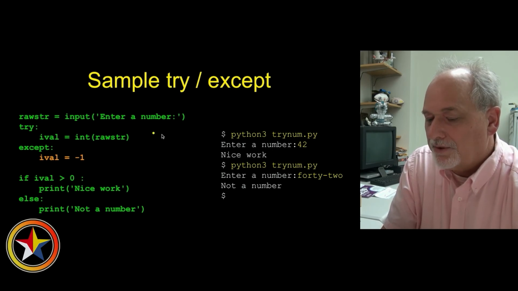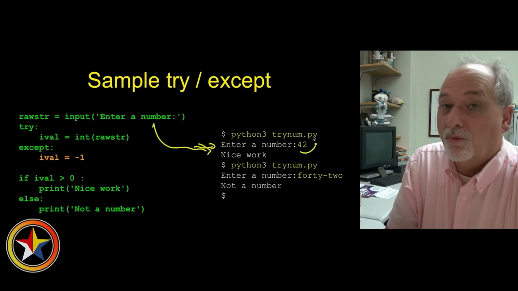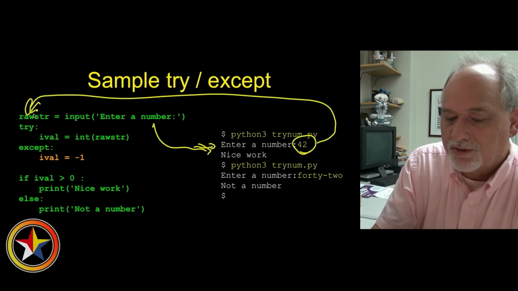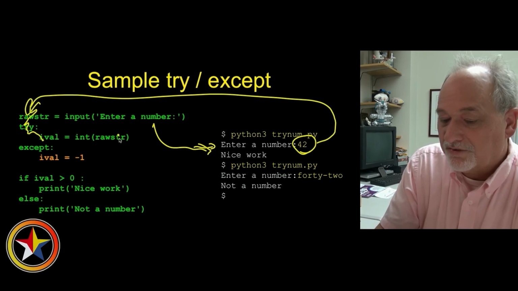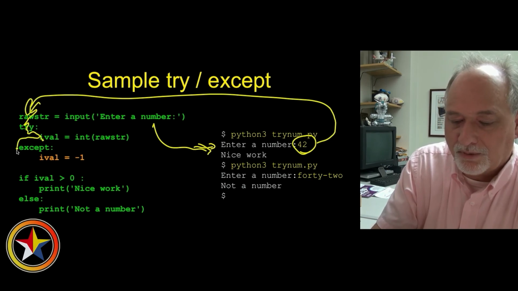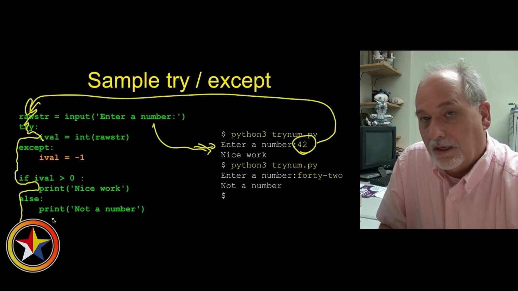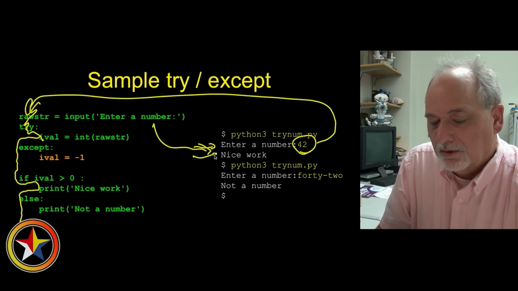So first time we run this program, out comes enter a number. We type in 42, which is a string. That 42 goes into raw string, runs in here. This runs. It's fine. That becomes a 42 number. So we skip the except block. And ival is greater than 0. We print out nice work, and we skip the else. Okay? So it says nice work.